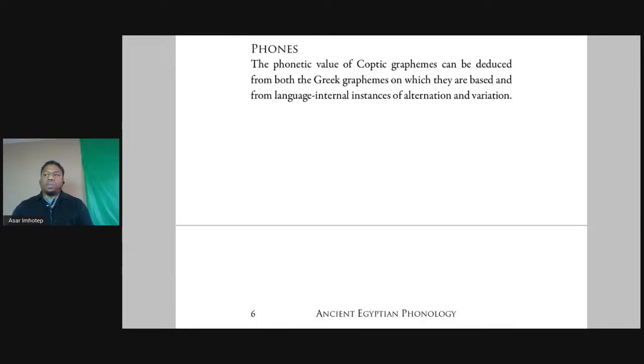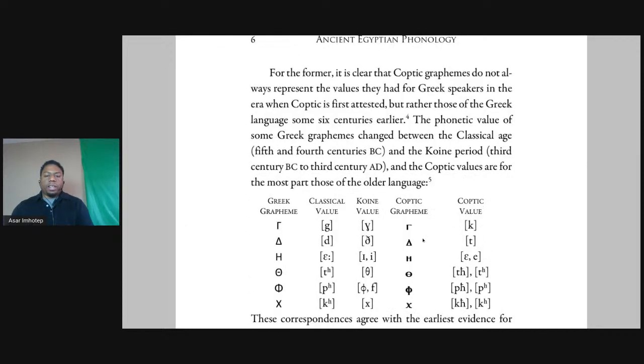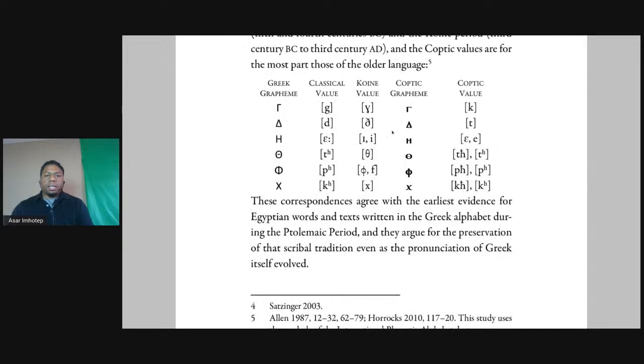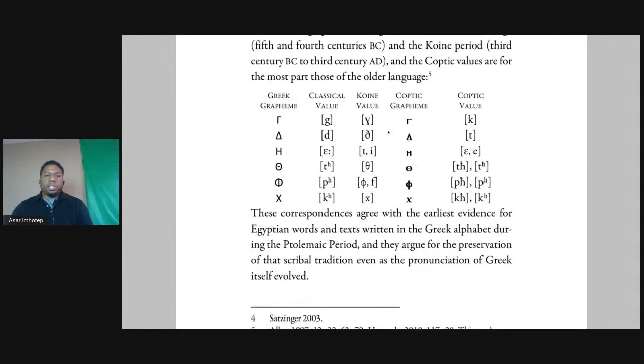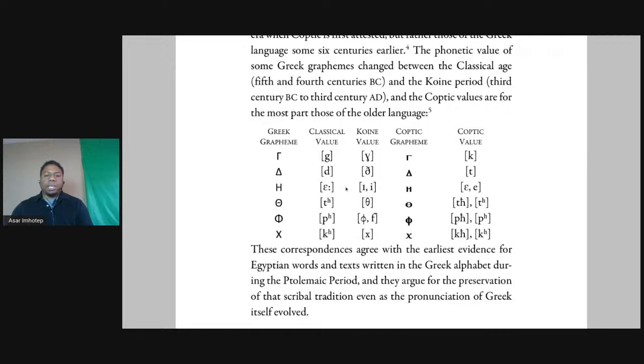So the author assumes that you already have a background in ancient Egyptian studies and more so the ancient Egyptian script. And so here's the pronunciation in terms of the Coptic sounds. And so we know that Coptic borrowed much of its script from the Greeks, and it kept some values from Demotic for the sounds that the Greek did not have. And so this is important to know.